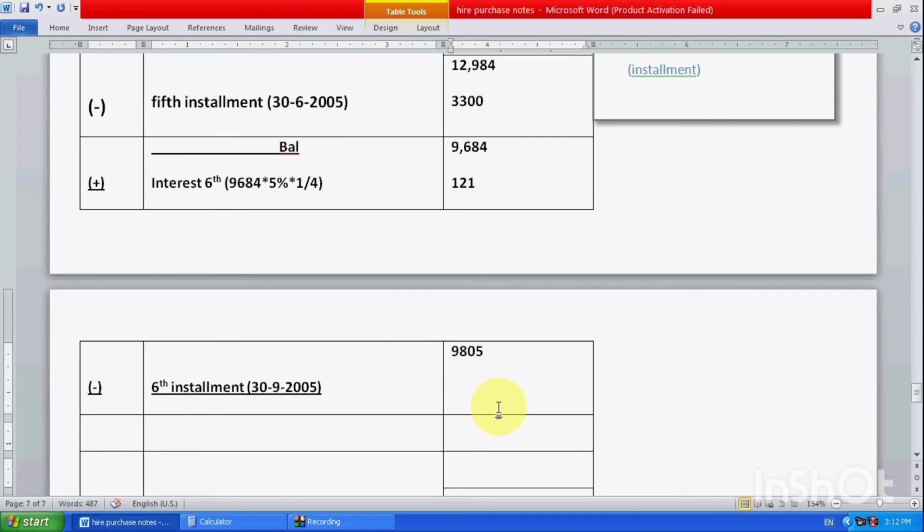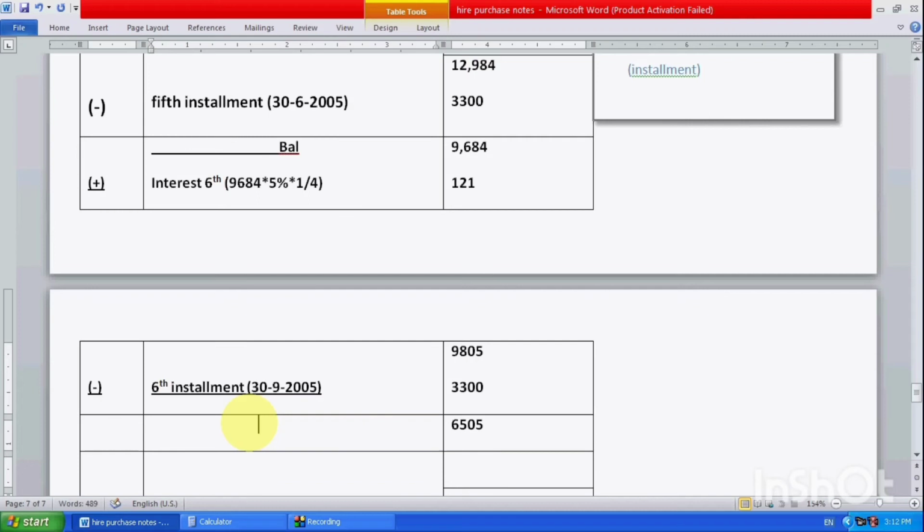Here we have paid the second year first quarter installment. We are paying 3,300, deduct from 9,805, so we will get 6,505. Now this is the balance. The remaining balance is 6,505.